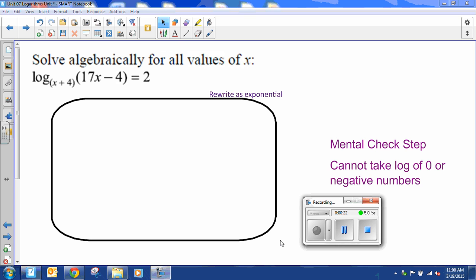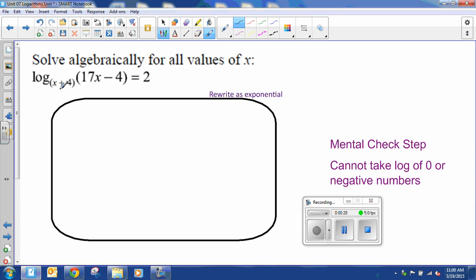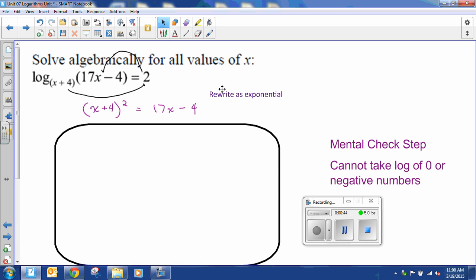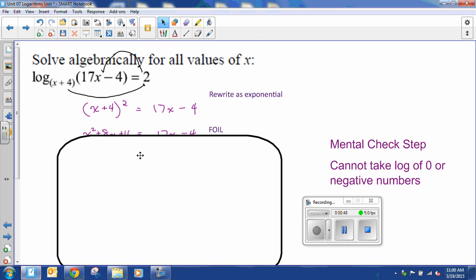First example, solve algebraically for all values of x. As you can see, x plus 4 is the base, right? Since the log is already isolated, we must go around the world. X plus 4 squared equals 17x minus 4. So there we have it. We've written it as an exponential equation, and we must FOIL.